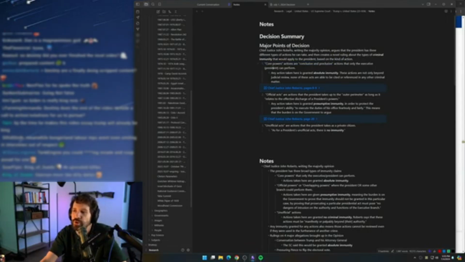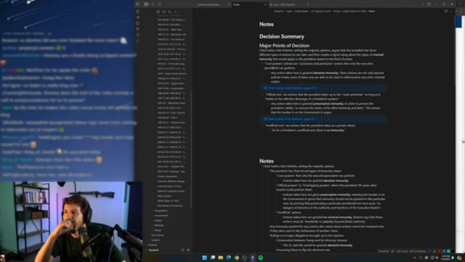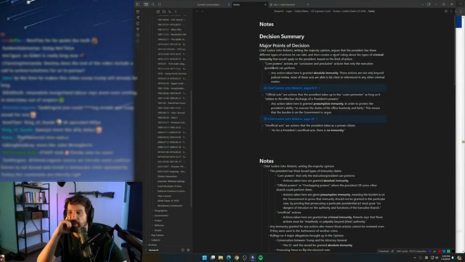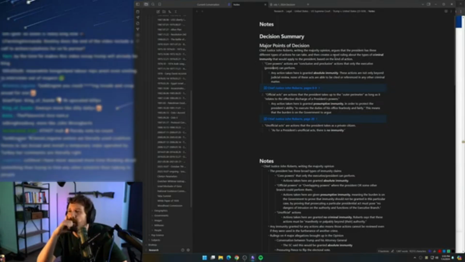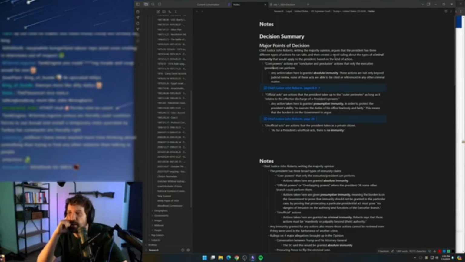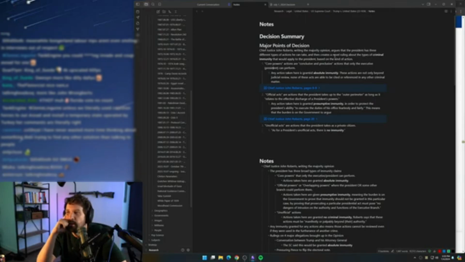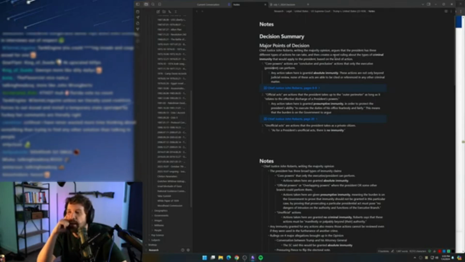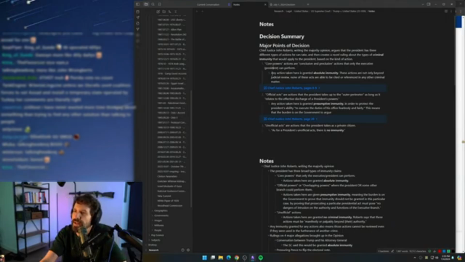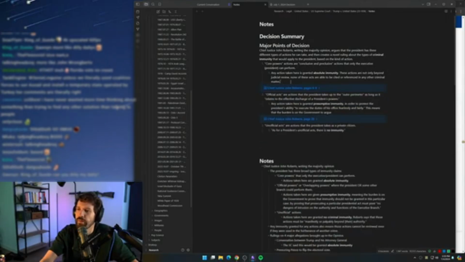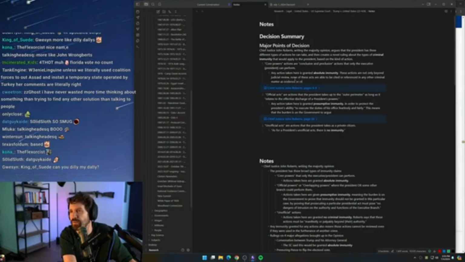Core powers actions are conclusive and preclusive actions that only the executive president can perform. Any action taken here is granted absolute immunity. These actions are not only beyond judicial review, none of these acts are able to be cited or referenced in any other criminal matter, as evidence or otherwise.